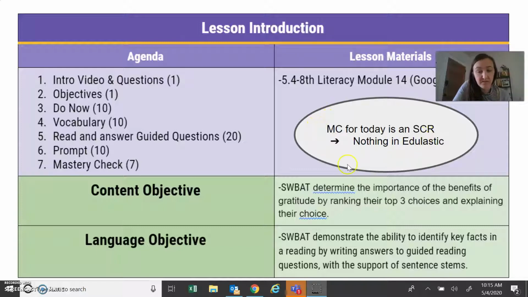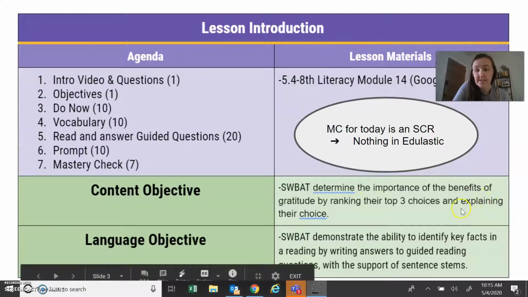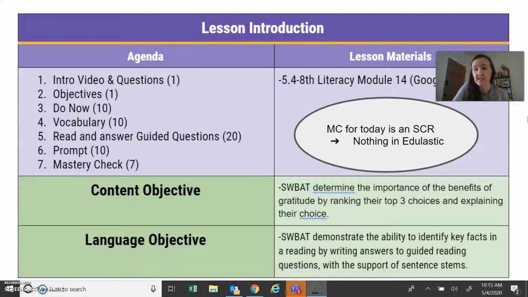So we have two objectives. First, students will be able to determine the importance of the benefits of gratitude by ranking their top 3 choices and explaining their choice. And students will be able to demonstrate the ability to identify key facts in a reading by writing answers to guided reading questions with the support of sentence stems.